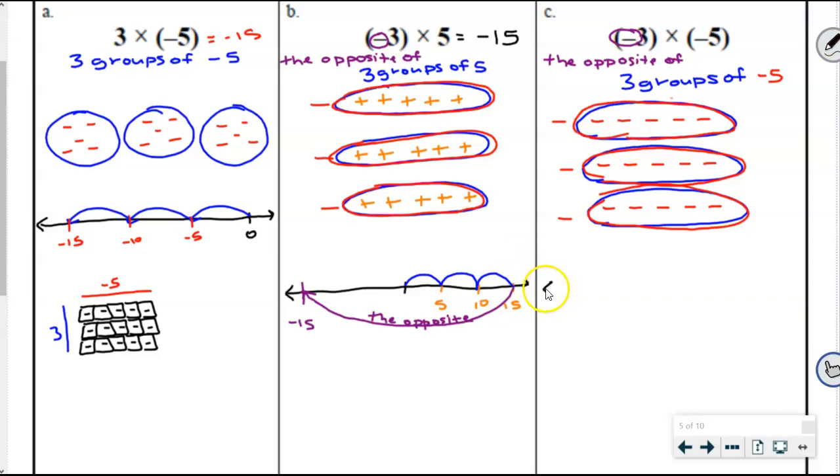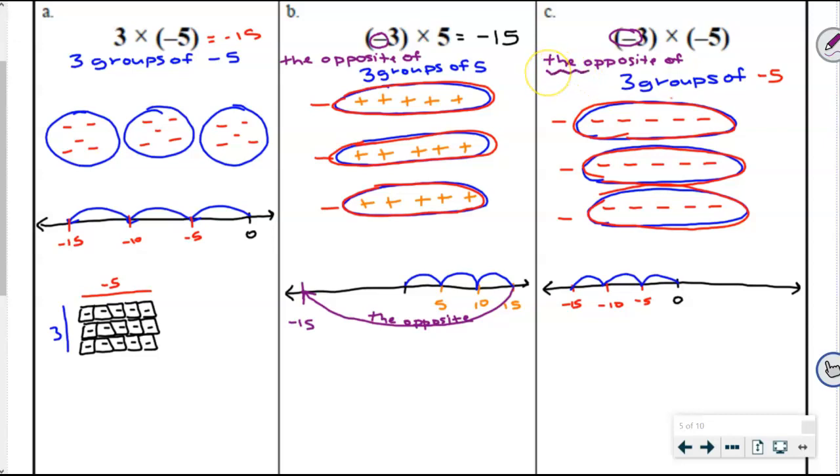If we're thinking of it as the opposite of 3 groups of negative 5, the first thing that I need to model is 3 groups of negative 5, which we already did over here for part A. Again, I'm going to put the 0 right there in the middle so I have enough space to really do what I need to do. Here is one group of negative 5. Here's a second group of negative 5, and here is a third group of negative 5. My 3 groups get me to negative 15, or excuse me, 3 groups of negative 5, which is negative 15.